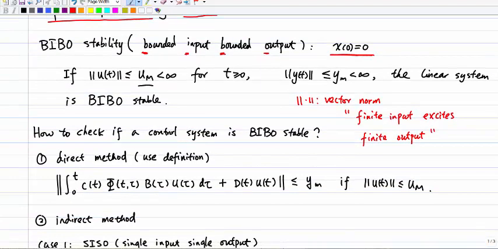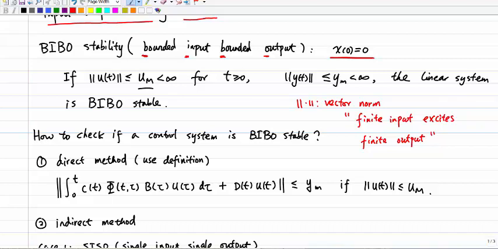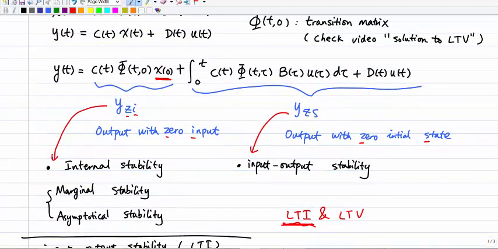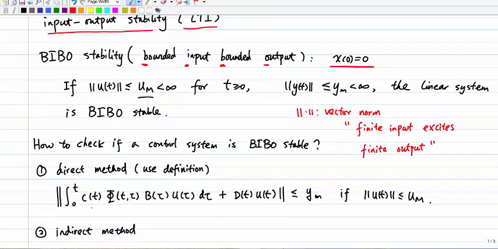So how do I check if a control system is BIBO stable? The first is the direct method. Since I already know the relationship between the input and output, and the initial condition is assumed to be 0, you don't have that part anymore. BIBO means if I bound the input, I have a bounded output. I just have to verify that the whole thing is bounded if the norm of u(t) is bounded. If I can verify this, I can make sure the system is BIBO stable. This is the direct method, using the definition.